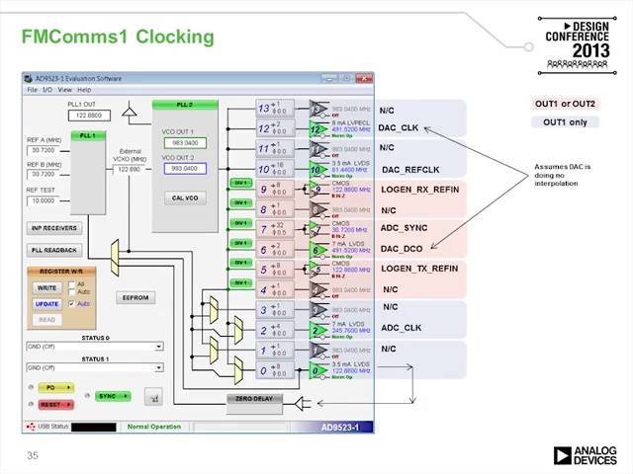And we can see that here on our FMC Comms 1 clocking, where we have our DAC clocks and our ADC clocks. We have an internal VCO of 983.04 megahertz, and those are divided down to get our 491 megahertz DAC clock and a 245.76 megahertz ADC clock. And then we have this zero delay functionality, where we take an output and feed it back through and use that in our PLL, so we can make sure that all of our outputs remain synchronous with our input frequency.